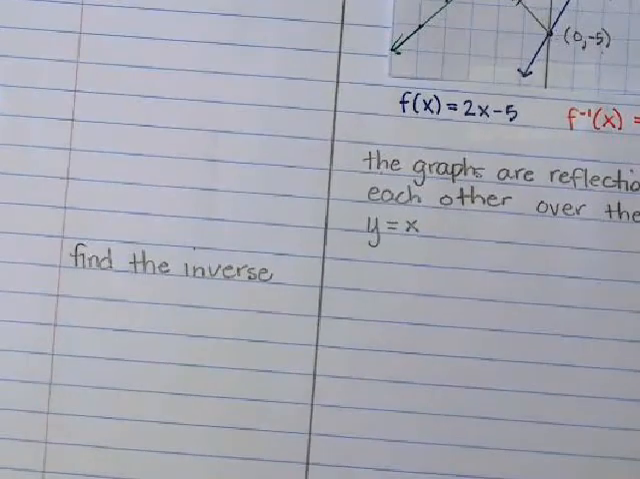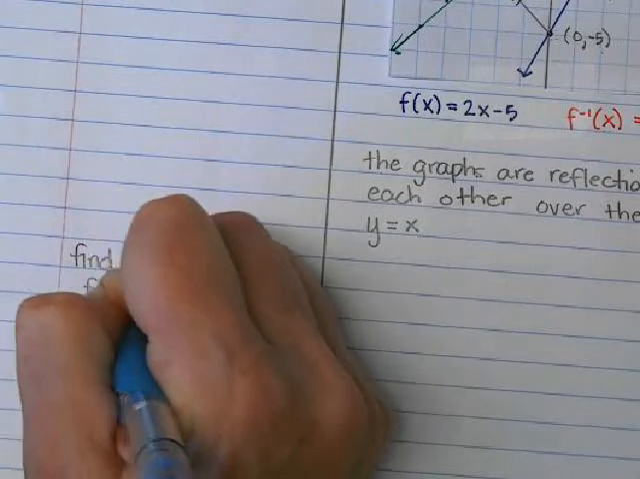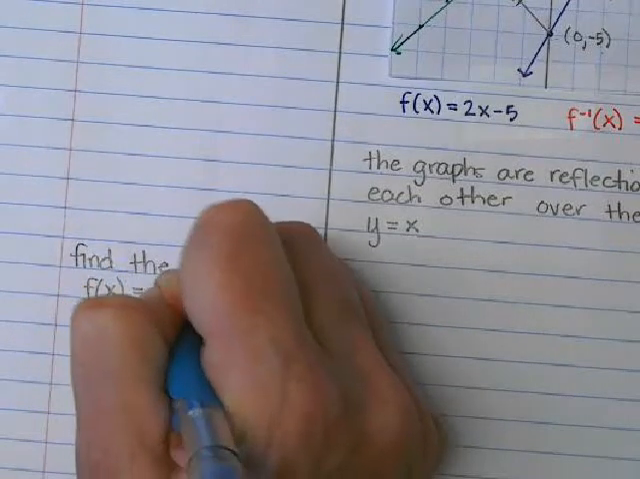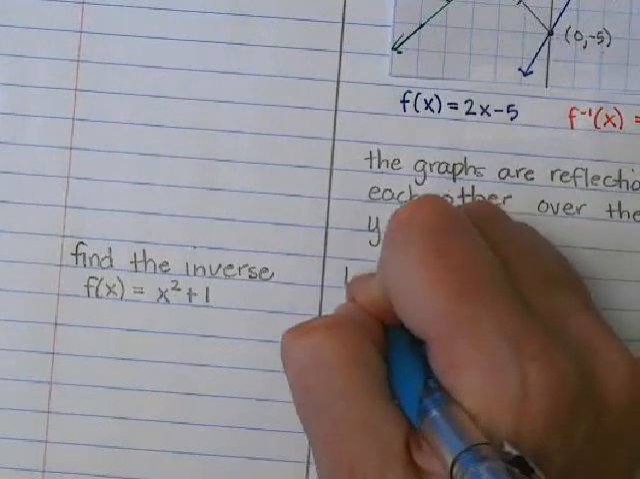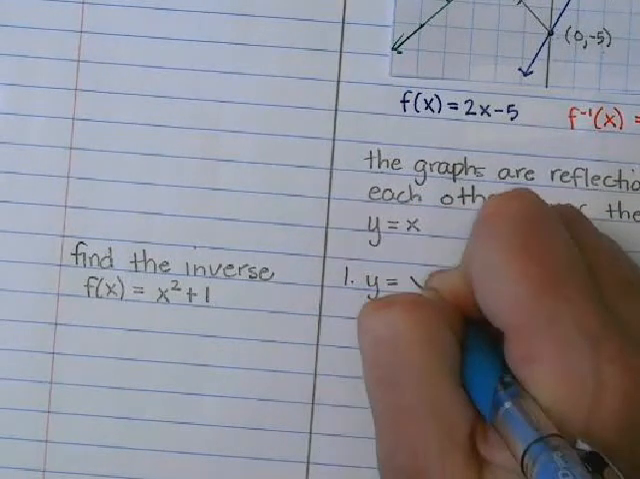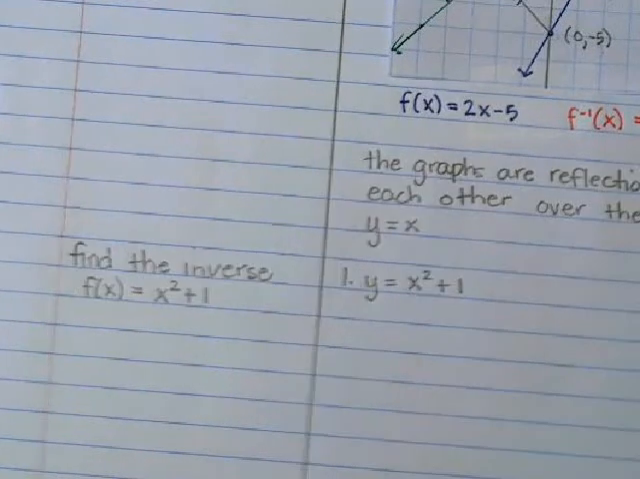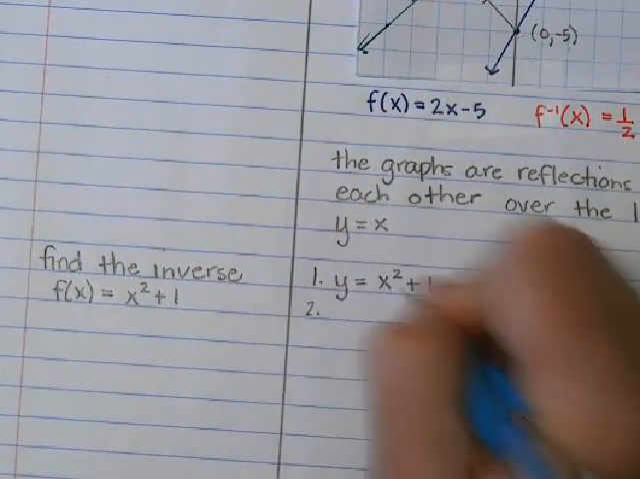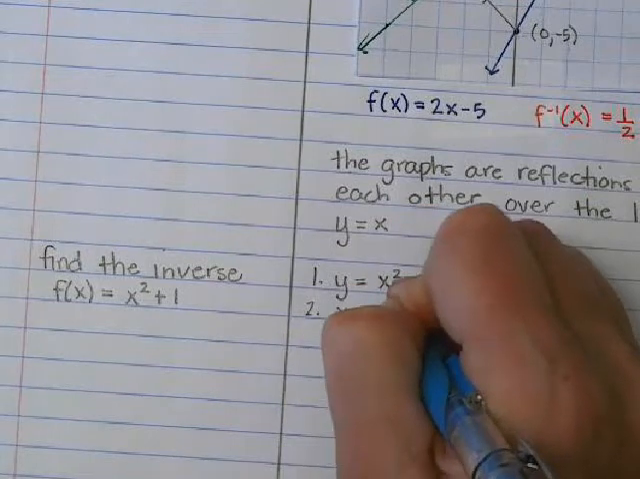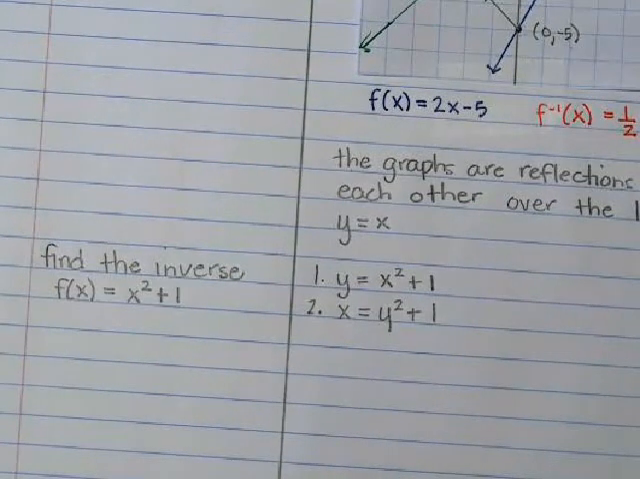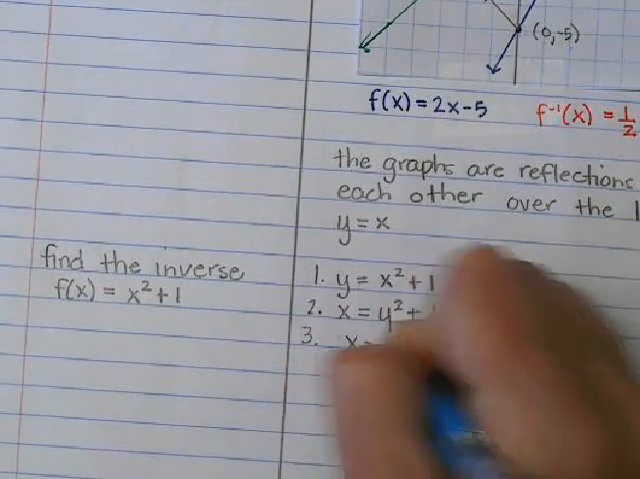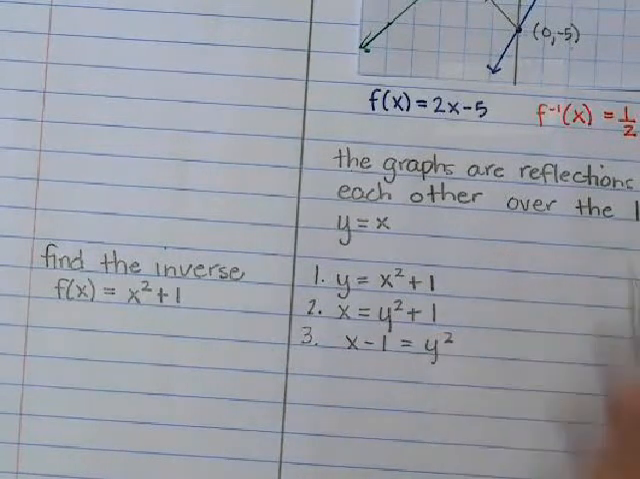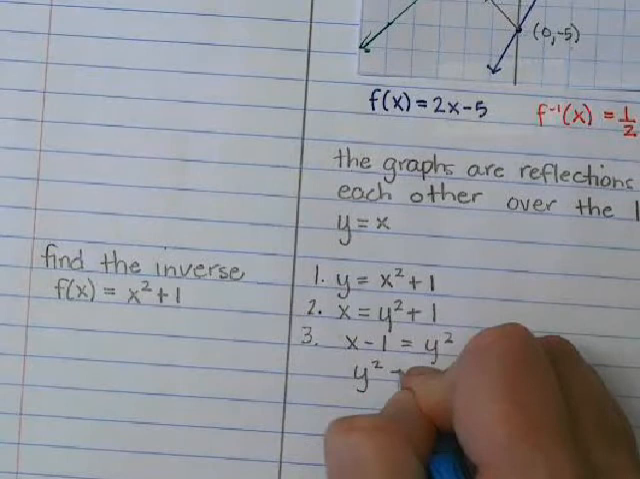So let's say we're going to do another example. I give you that f of x is equal to x squared plus 1, and I want you to find the inverse. Okay, so remember, our first step, we said put in y for f of x. Our second step, switch x and y. Our third step, solve for y. Okay, and I'm going to put y over on the left.